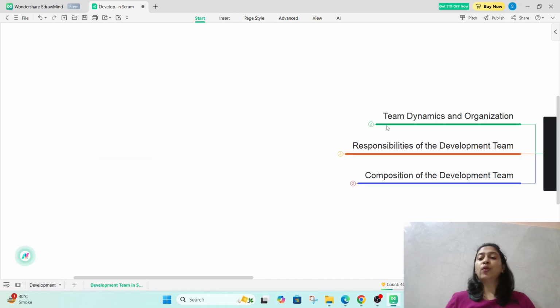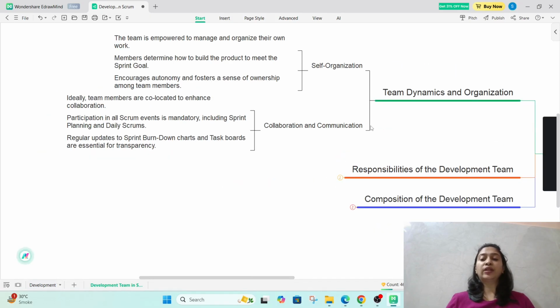Let's go ahead and see some team dynamics and organization. Let's see what exactly Scrum self-organization, collaboration, and communication are. The team is empowered to manage and organize their own work. Members determine how to build the product to meet the sprint goal. This encourages autonomy and fosters a sense of ownership among team members.